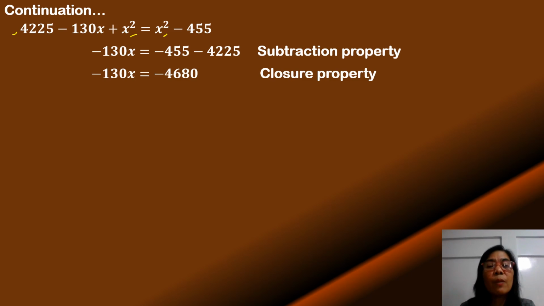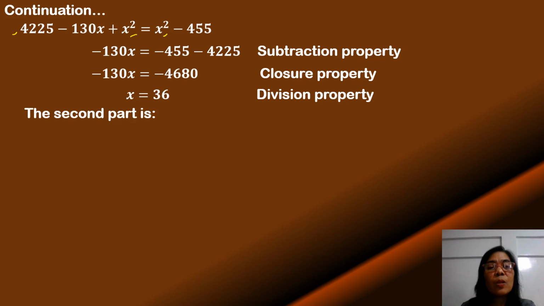4,680. So to solve for x, we can divide both sides of the equation by negative 130, giving us the value of x equal to 36. So 36 is one part of the 65, and the second part is obtained by subtracting 65 minus 36, that is 29. Therefore, the parts of 65 are 36 and 29.